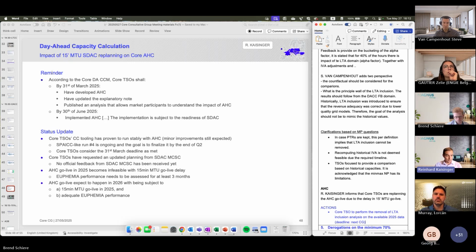Now on this, on the first point, we have carried out 3 spike leg runs in the past that we've also discussed extensively with you, also on the input data. The 4th run is now ongoing and the report associated with it is expected to be published by end of Q2. And in terms of implementation for AHC on the capacity calculation side, we consider the timeline met as the tooling was ready and had been shown with the spike leg runs.